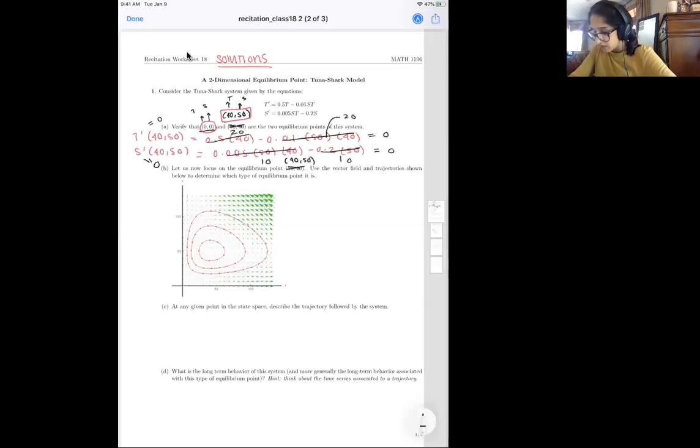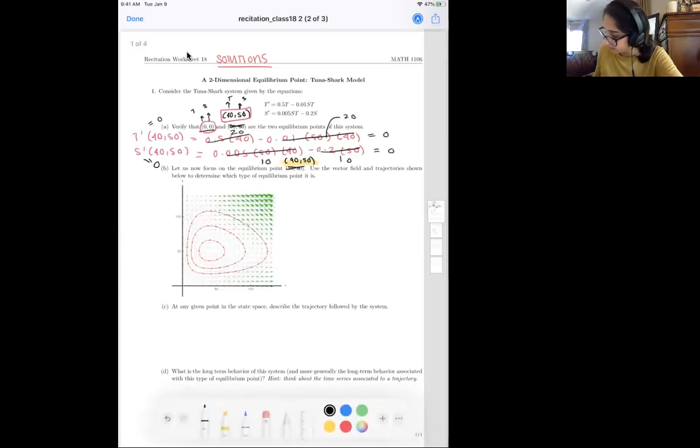Okay, so let us now focus on the equilibrium point 40, 50. Let me just highlight that so it's clear. Use the vector field and trajectory shown below to determine which type of equilibrium point it is.